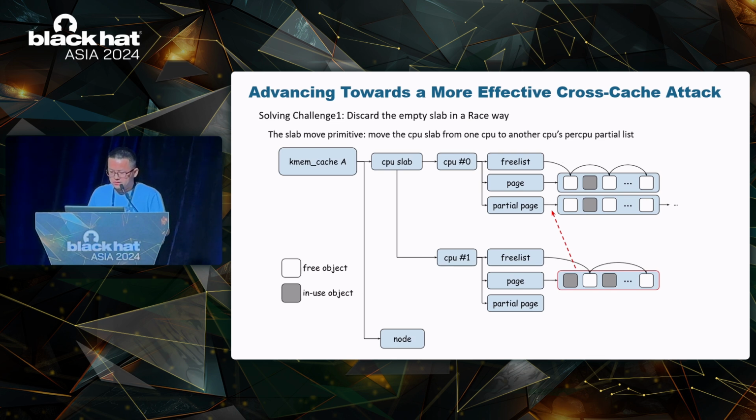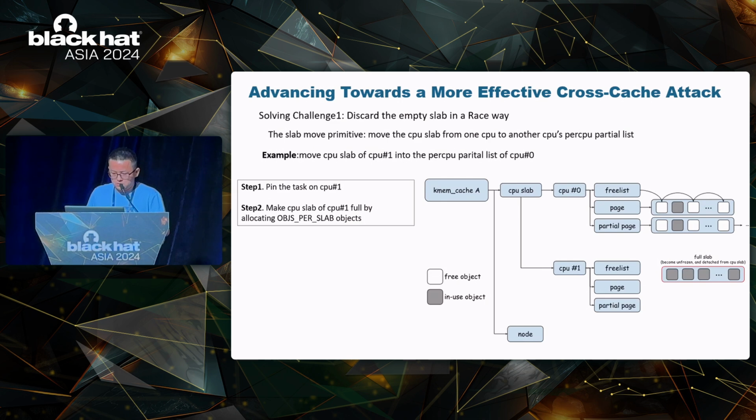First, let's see a really interesting slab move primitive, which can move the CPU slab from one CPU to another CPU's partial list. For example, if we want to move the CPU slab from CPU 1 to CPU 0, we need to pin our task on CPU 1 first, and then make the CPU slab of CPU 1 full by allocating objects-per-slab objects.